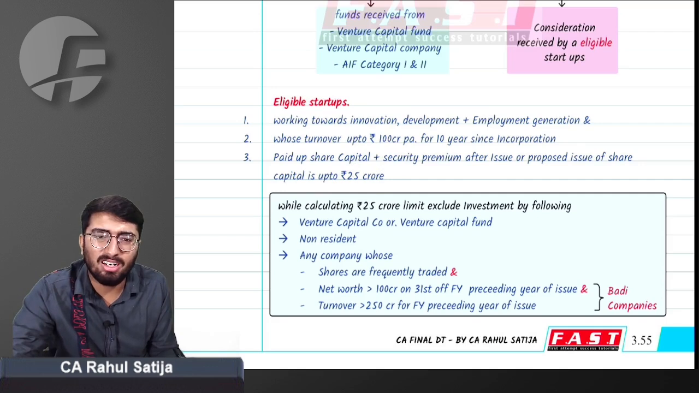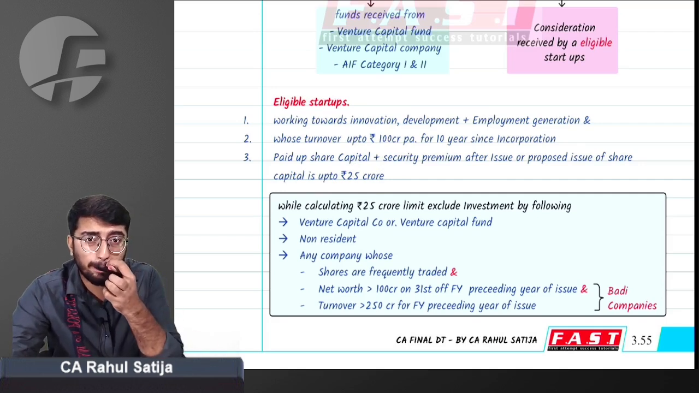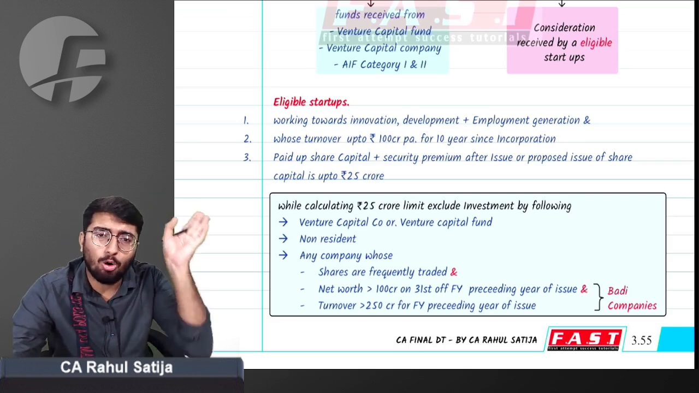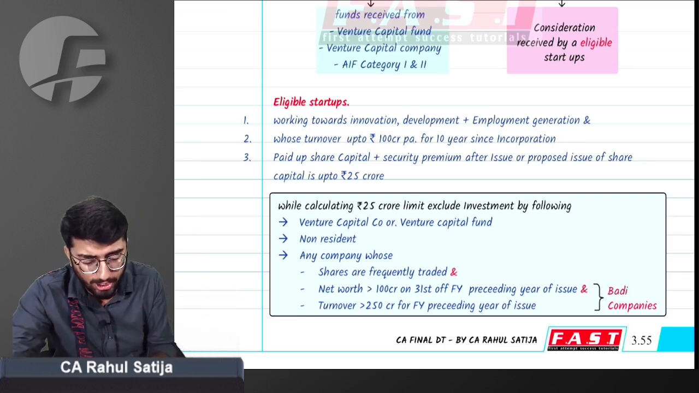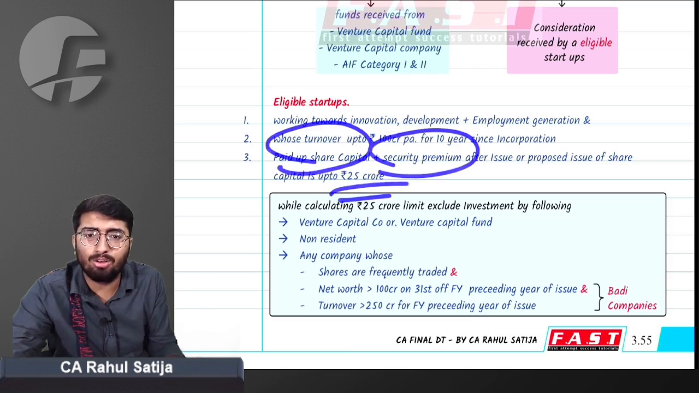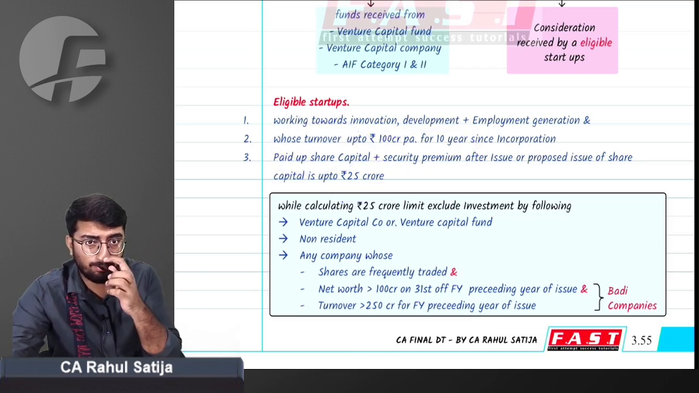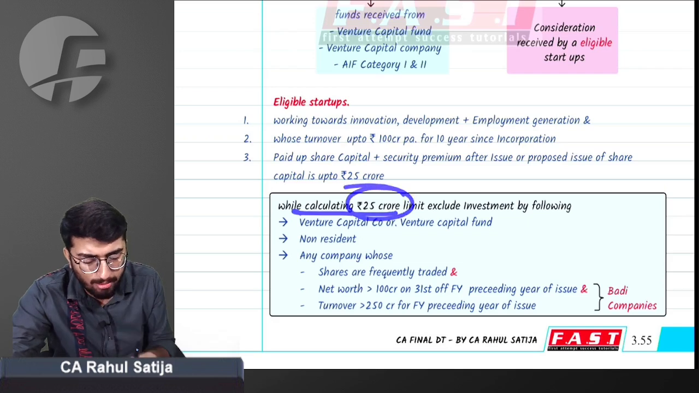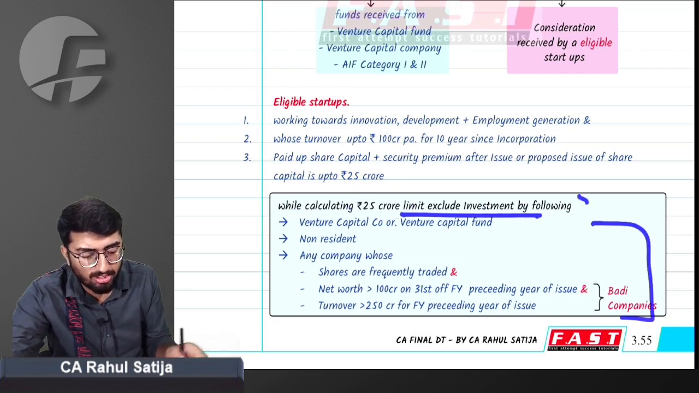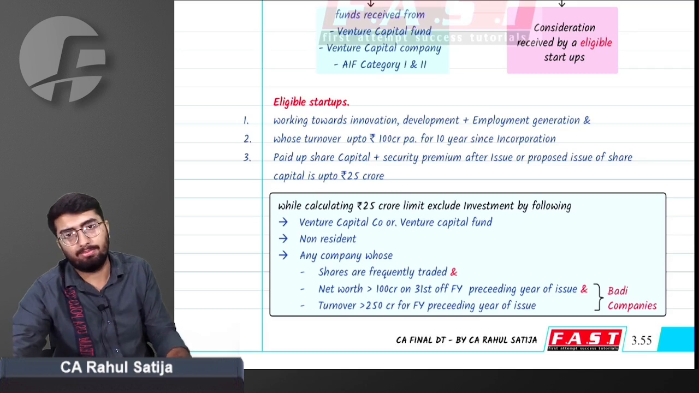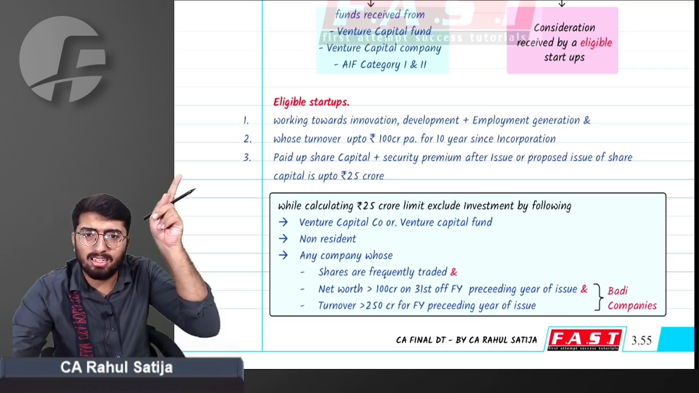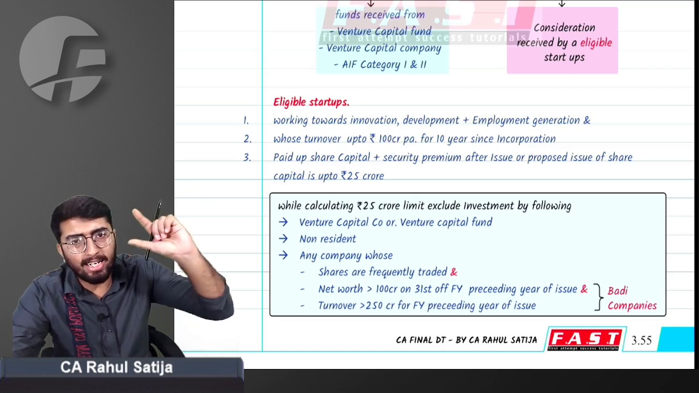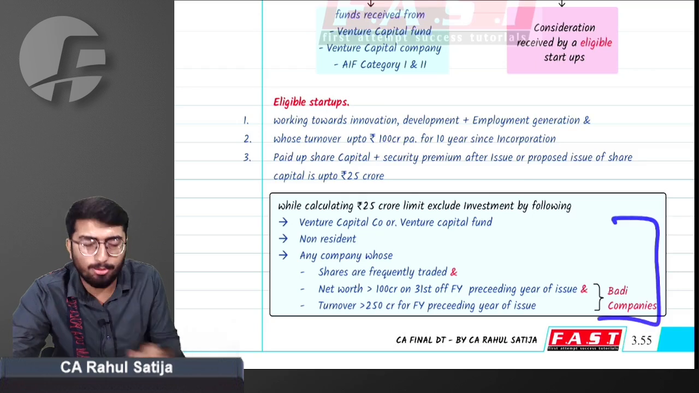But this will pose a difficulty, because many times they issue very much, they issue 100 CR of capital. How will they survive if share capital plus security premium is up to 25 crore? So, sir, government gave an exception. Government gave some provisos stating that while calculating the limit of 25 CR, we will exclude investment from the following investors. Eligible startup, turnover 100 CR, paid up share capital plus security premium only 25 crore. While calculating the limit of 25 CR, we have to exclude investment from these people.